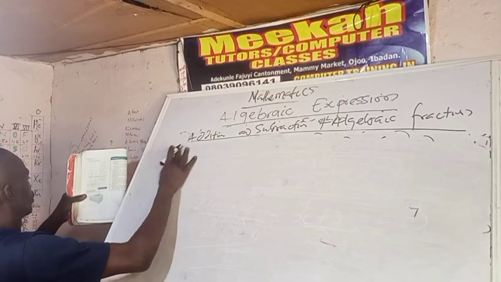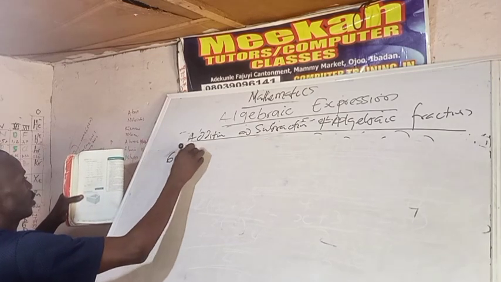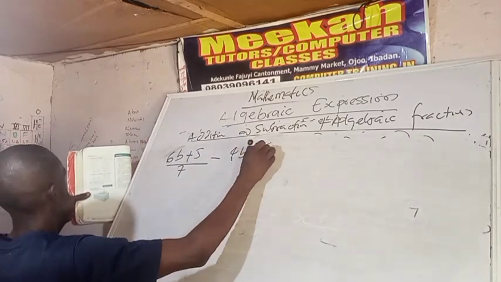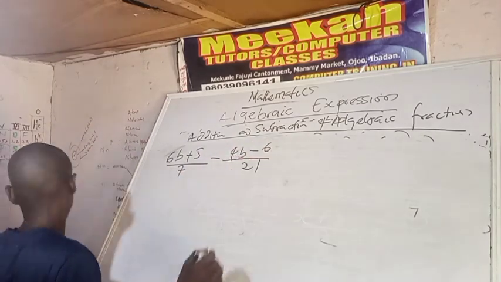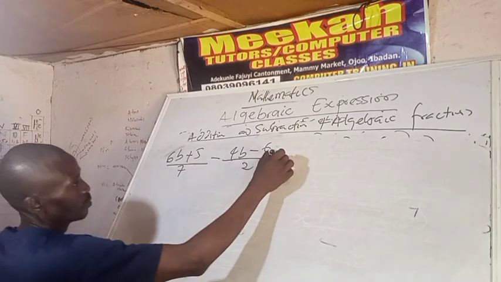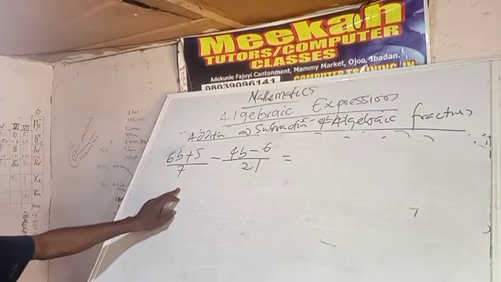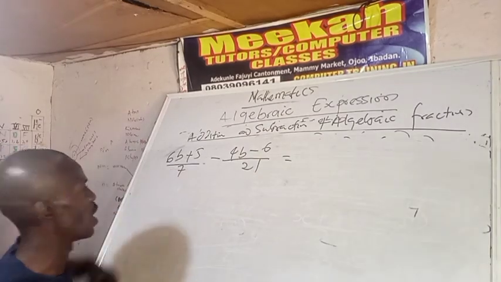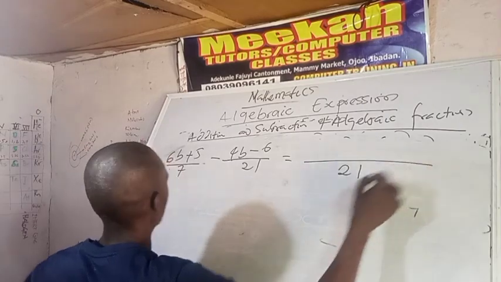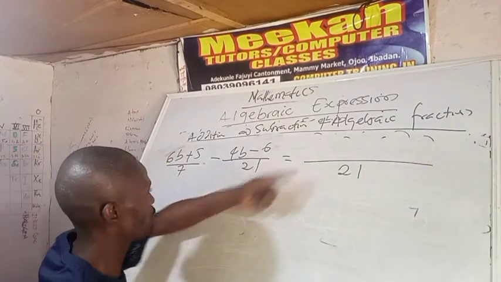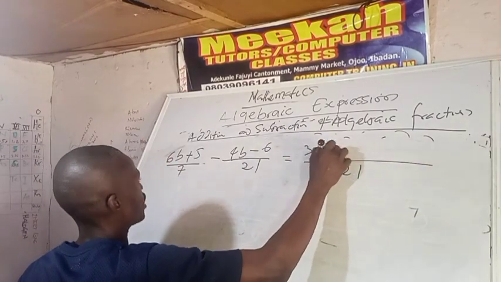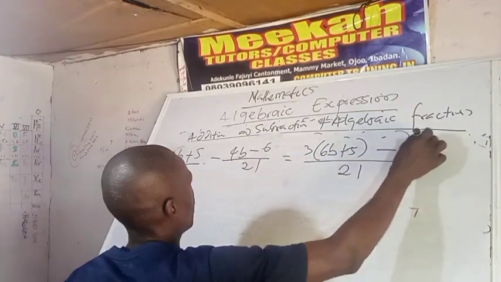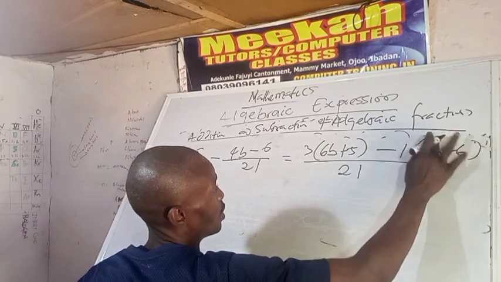Okay, next: 6b plus 5 over 7 minus 4b minus 6 over 21. Now, if you don't know, find the LCM. The LCM of these two is going to give me what? 21. So I write 21, I rule here. 7, 7 here, what do you have? 3. 3 into bracket 6b plus 5, minus 21 here, what do you have? 1 into bracket 4b minus 6.